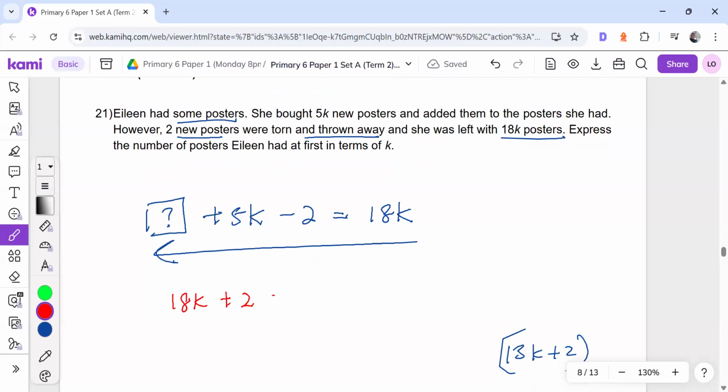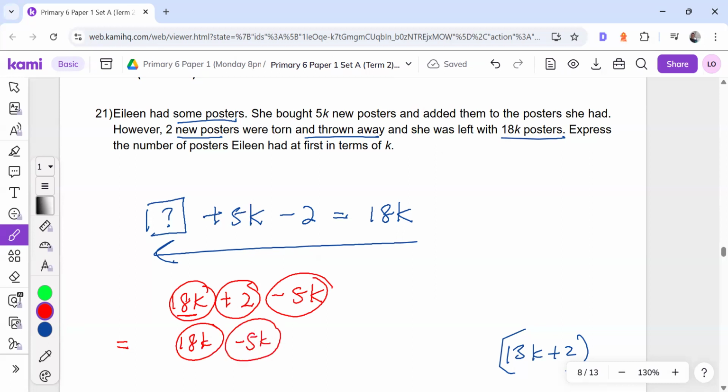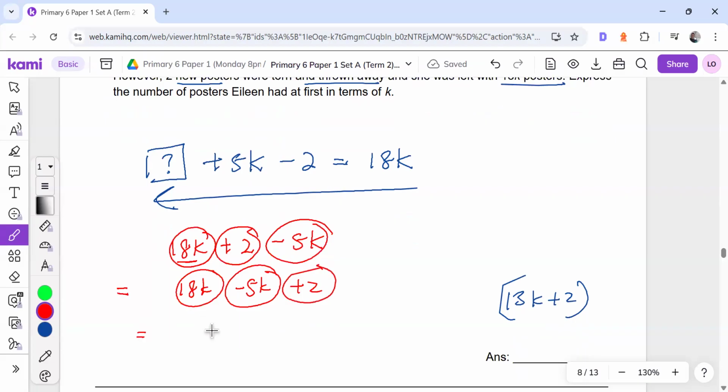Then plus becomes minus 5k. Suddenly it becomes very simple already. 18k minus 5k. Or if you don't know how to do it, never mind, circle the groups, and then arrange the groups with the same letters, put them together side by side, and then what do you get? 18k minus 5k will be 13k plus 2. Okay, that's how you do.